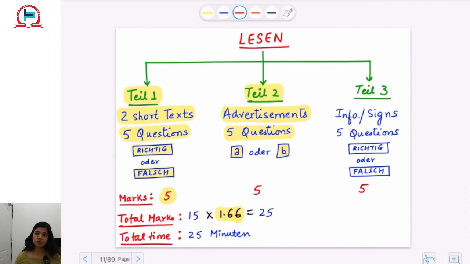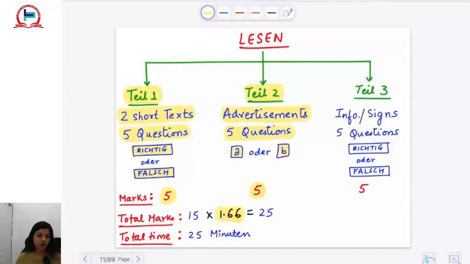The trick in this part is to always mark the keywords. Keywords are anything related to time, anything related to place. When you mark the keywords, your entire focus is on the keywords and you're able to understand it better. So always mark the keywords and then try solving the questions. This part is also for 5 marks.